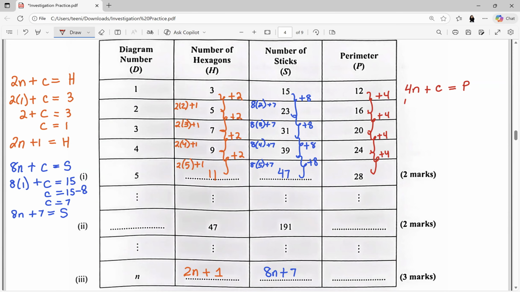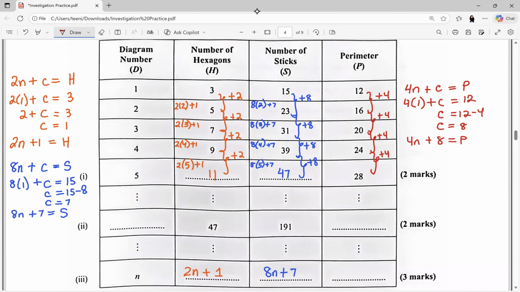So taking 1, it's always easy to just use 1. So 4 times 1, when n is 1, plus c is equal to 12, because the perimeter is 12 when the diagram number n is 1. So that means 4 plus c is equal to 12. So c is 12 take away 4, which makes c equal 8. All right. So the rule for the perimeter should be 4n plus 8 gives me the perimeter.